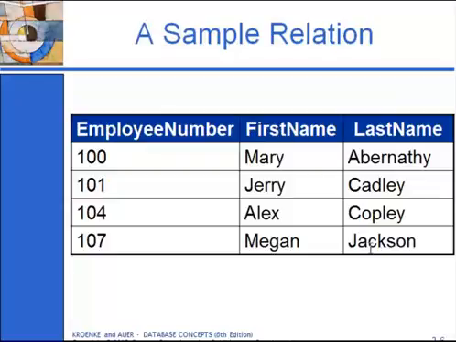All column entries are of the same type. Again, the only thing in this column, employee numbers. The only thing in this column, employee first name. The only thing in this column, the last name.